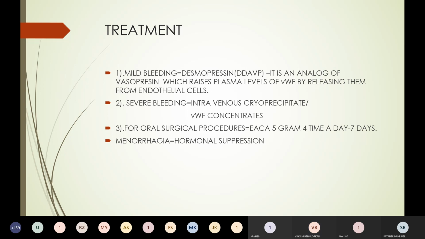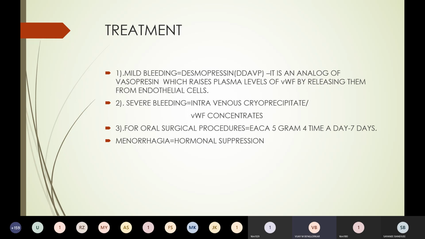But you can use, if suppose a patient gets a problem, desmopressin, also called DDAVP. It is an analog of vasopressin and increases the plasma levels of VWF by releasing them from endothelial cells. In severe hemophilia, you can use intravenous. In severe bleeding due to VWF deficiency, you can use intravenous cryoprecipitate or VWF concentrates.